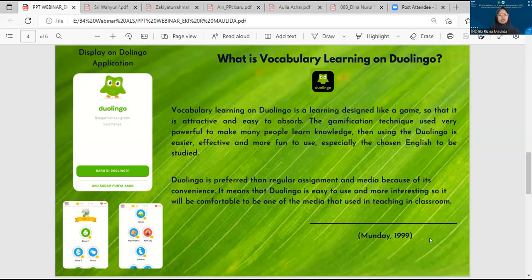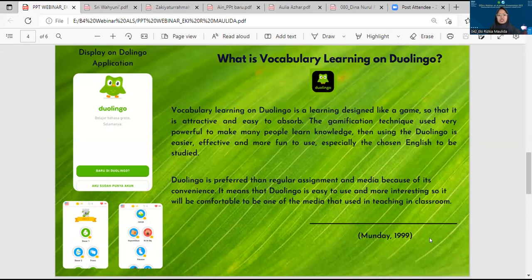All right, according to Munday 1999, Duolingo is preferred over regular assignments and media because of its convenience. It means that Duolingo is easy to use and more interesting, so it will be comfortable to be one of the media used in teaching in the classroom.